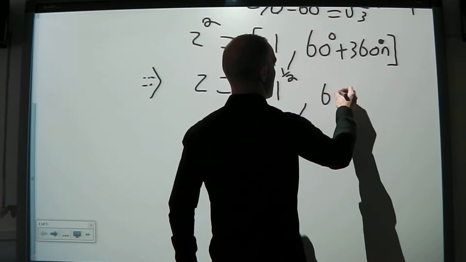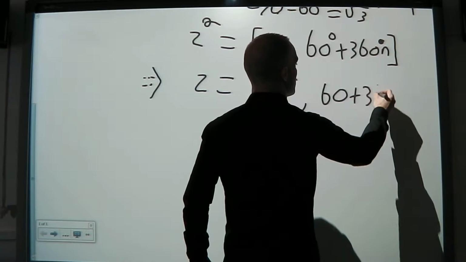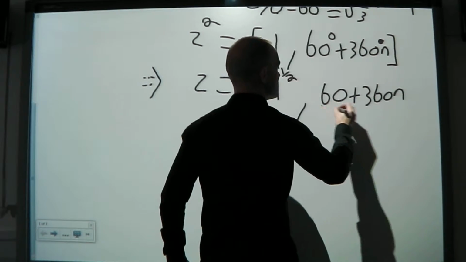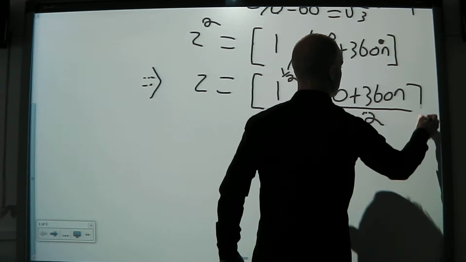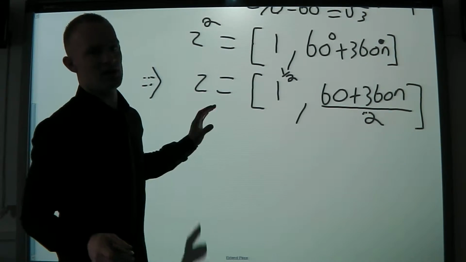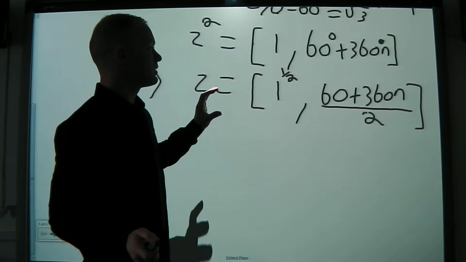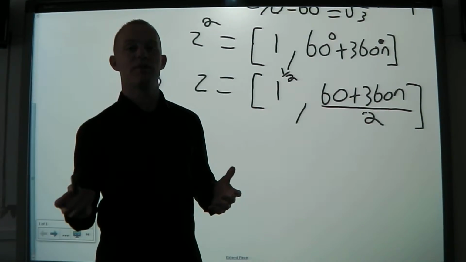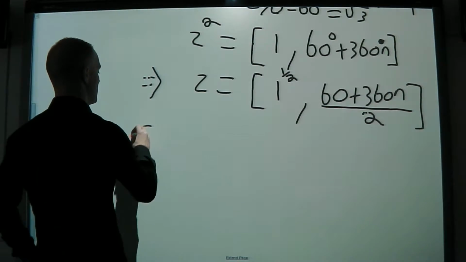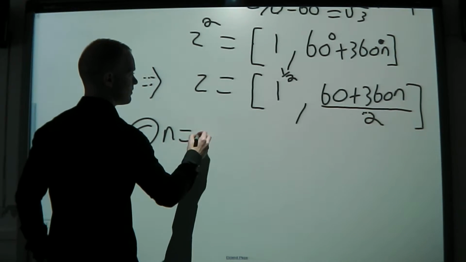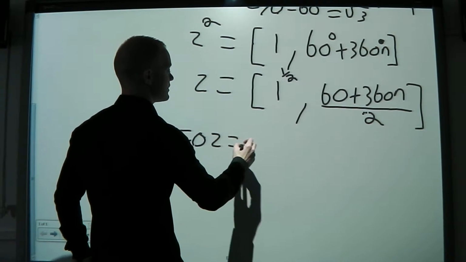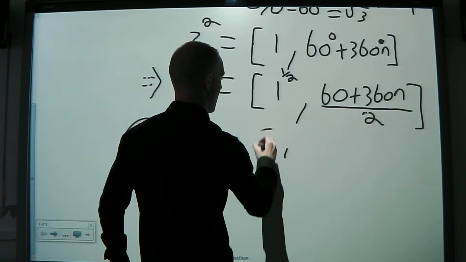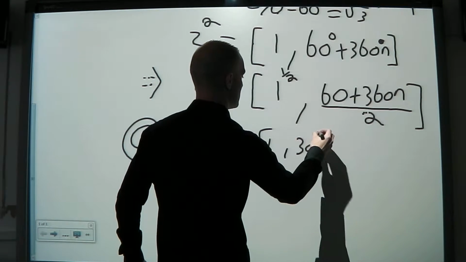So this is 60 plus 360n times a half, which is just divided by 2. Now that's what our z is equal to. But we also have two options here. So we have to put n equal to 0 and then we'll get our first answer out. So at n equal to 0, z is equal to 1 comma 30 degrees.